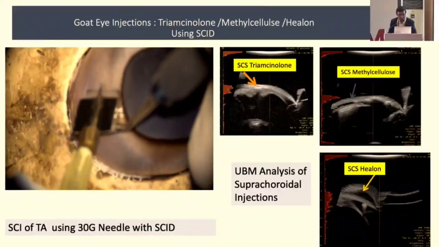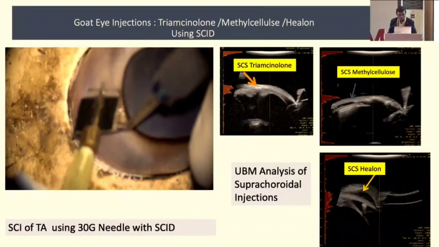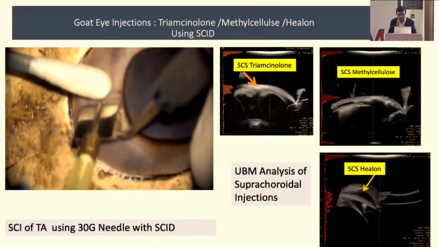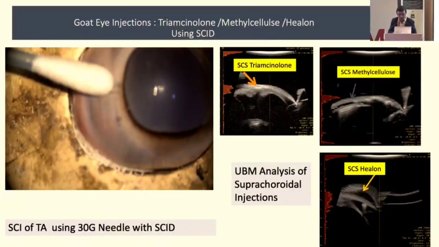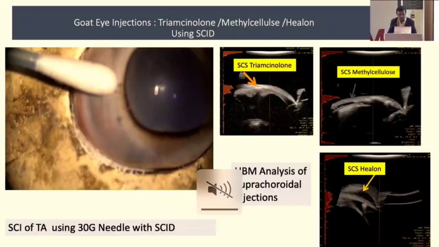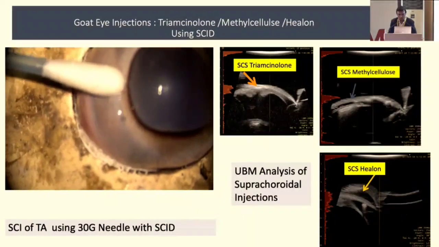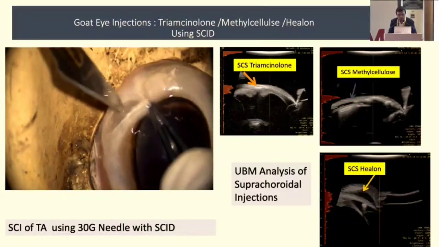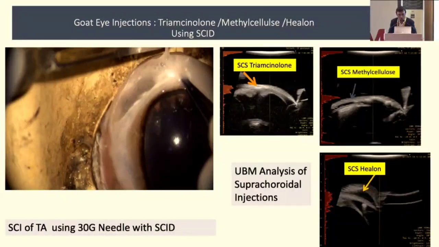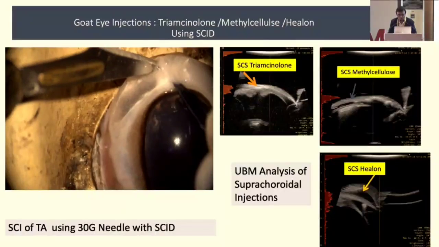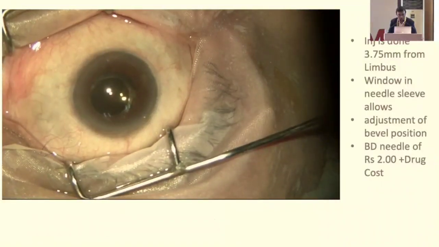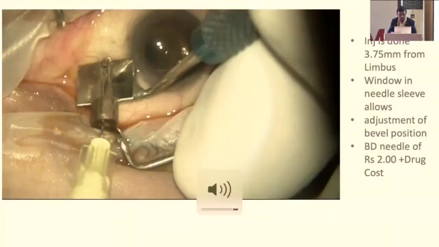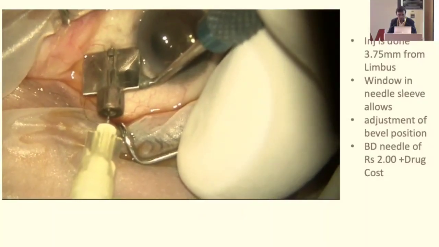These are the initial animal experiments we did in goat eyes, which show the device being injected. We went ahead and injected triamcinolone and methylcellulose and Healon, and you can see the expansion of the suprachoroidal space. Once injected, we dissected it out, and we could show that triamcinolone was present in the suprachoroidal space. So that was very convincing. We went ahead and injected the dye in. This is how we do it.